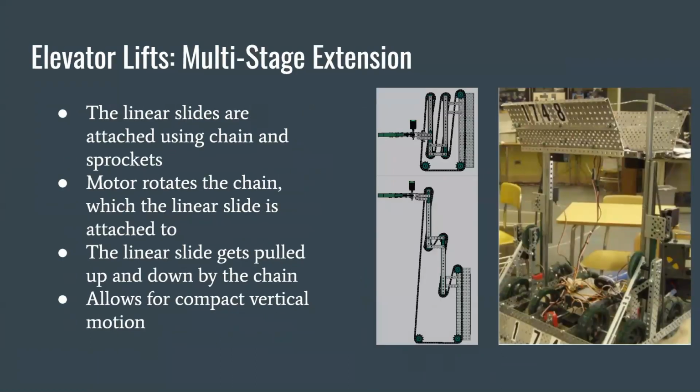So this is another type of elevator lift, but it's a multi-stage extension lift. So the motor rotates the chain, which the linear slide is attached to, which causes the linear slide to get pulled up and down by the chain. So in this picture on the left, you can see how it looks unextended and extended. And on the right, you can see how linear slides are used in an actual competition robot. And just like other elevator lifts, it's compact vertical motion.